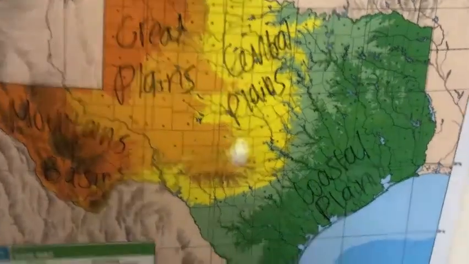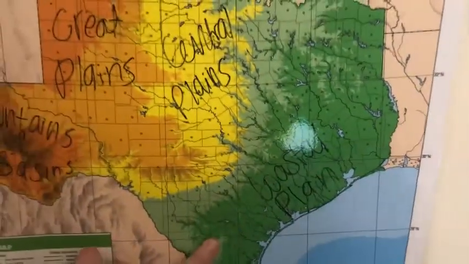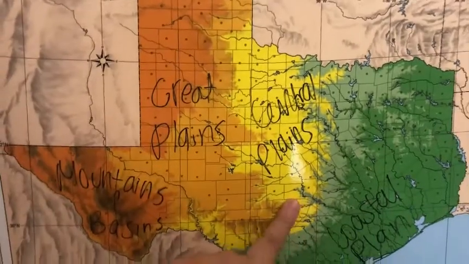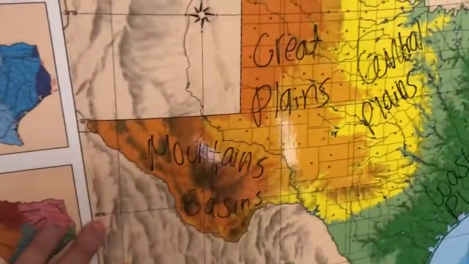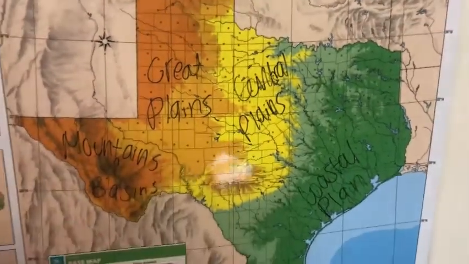Alright you guys, so I made this at my house. The first region is the coastal plains, which is where we live. Then we have the central plains, Great Plains, mountains, and basins. So these are the 4 regions of Texas we'll be talking about today.